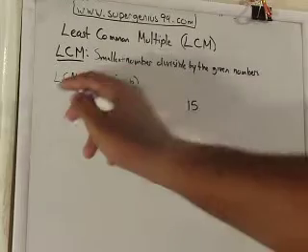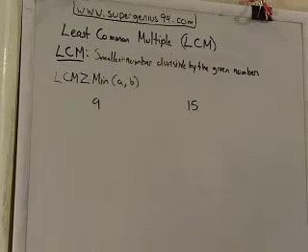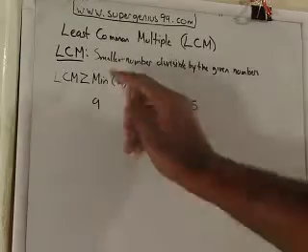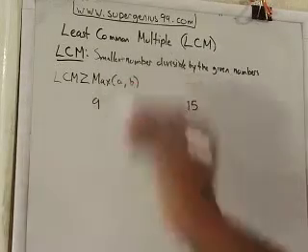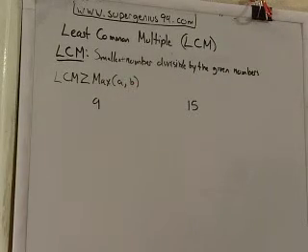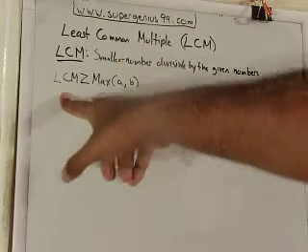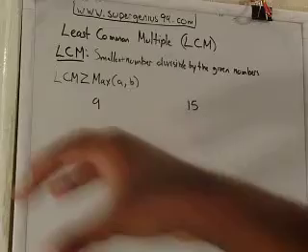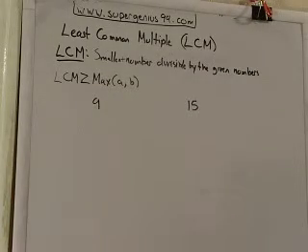And just keep in mind that your LCM has to be greater than or equal to the max. I put min up here, that's not right, that should be max. So whatever number we come up with for the LCM, it cannot be smaller than 15. It would have to be greater than or equal to 15.